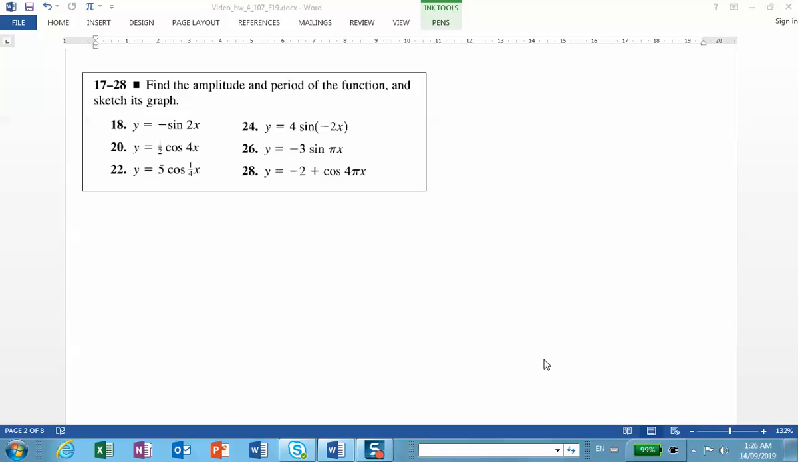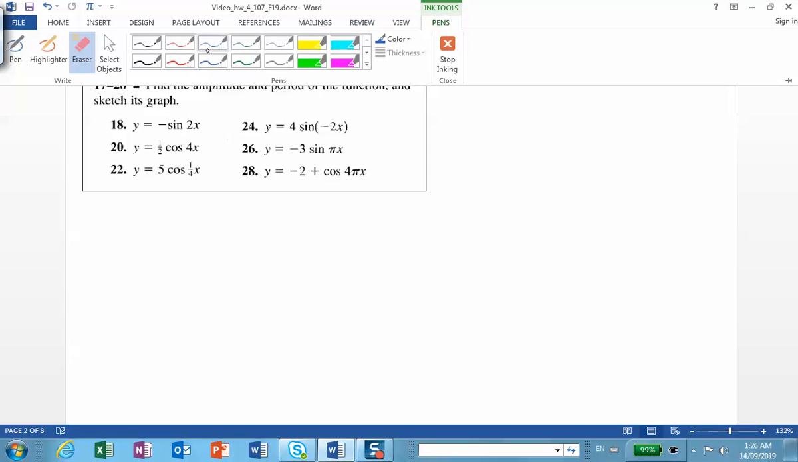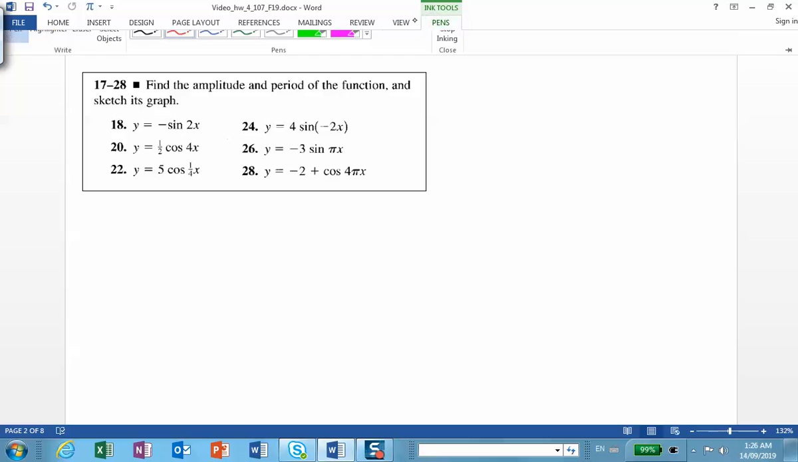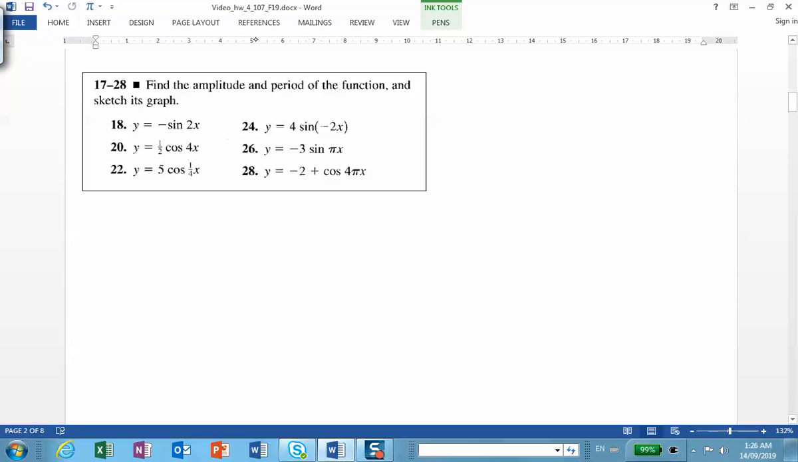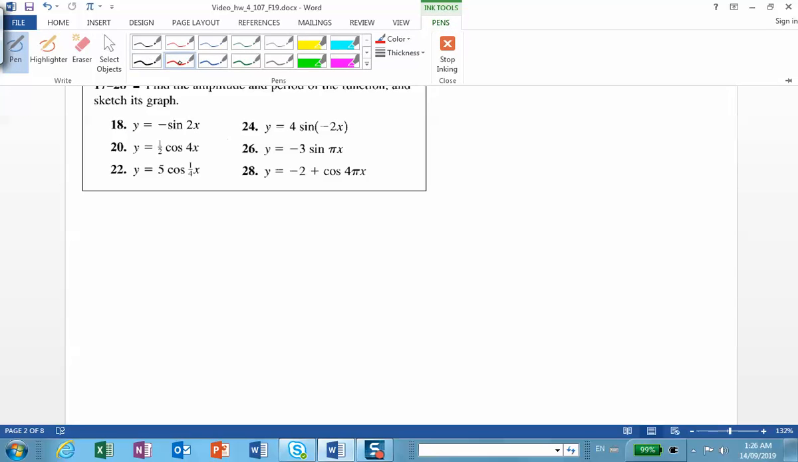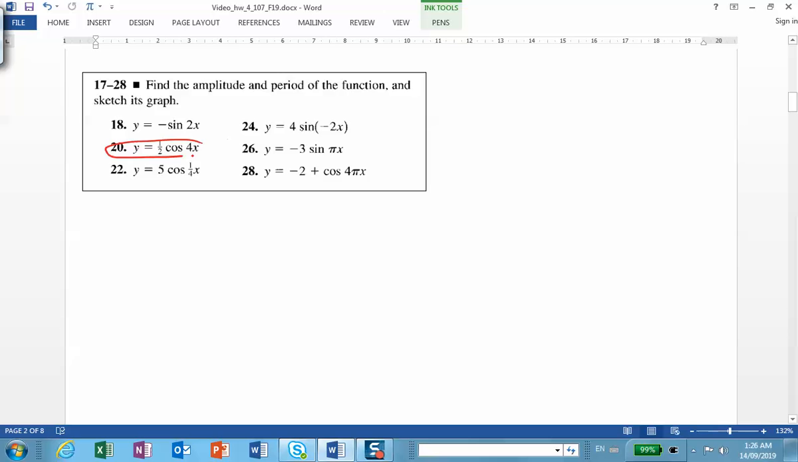Hey, this is where I left off last time. My pen didn't work, so I had to stop the video segment and do the rest of it here. Okay, so I believe it was right there. We stopped right there. So we have y equal to 1/2 cosine of 4x.